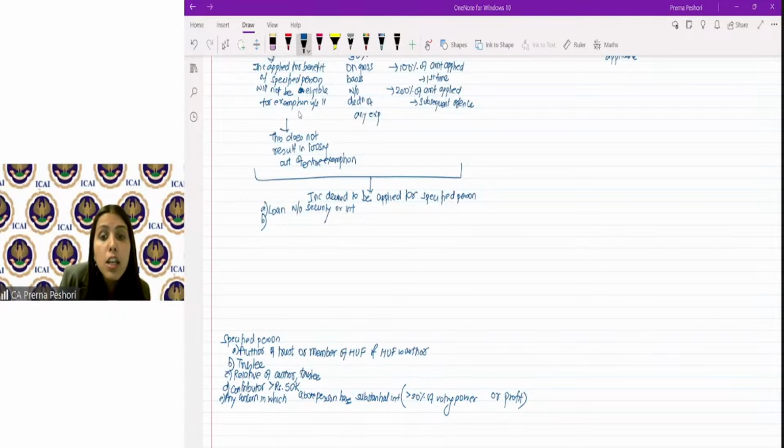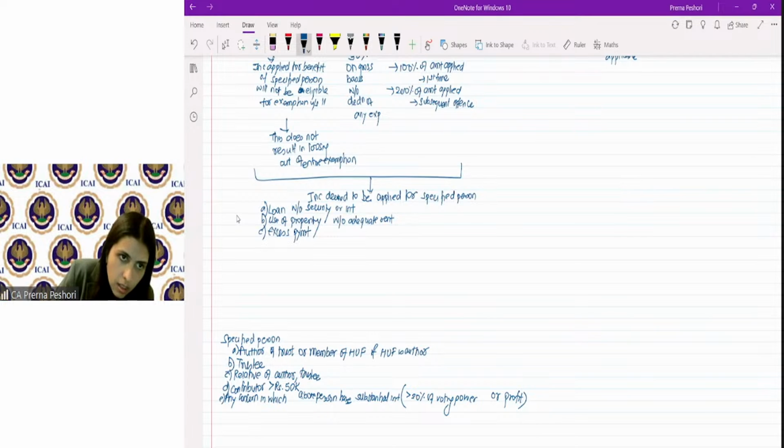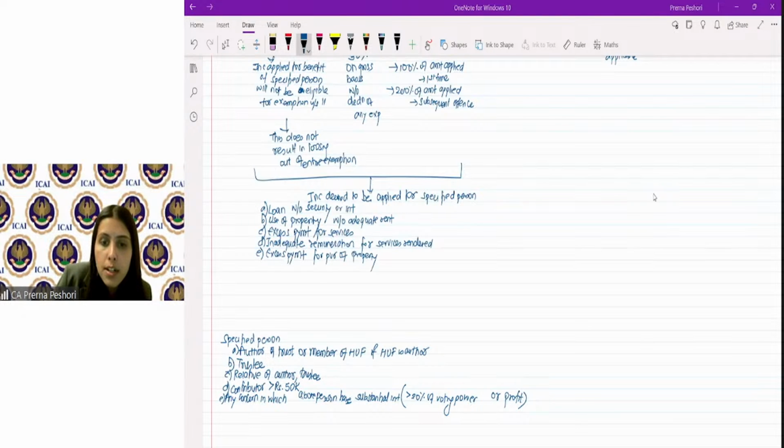Secondly, allowing the use of the property without adequate rent. So, use of property without adequate rent. Then excess payment for services. Excess payment for the services. Inadequate remuneration for the services rendered. Remuneration received for services rendered. Excess payment for purchase of property. Okay. Then inadequate consideration for the property sold.